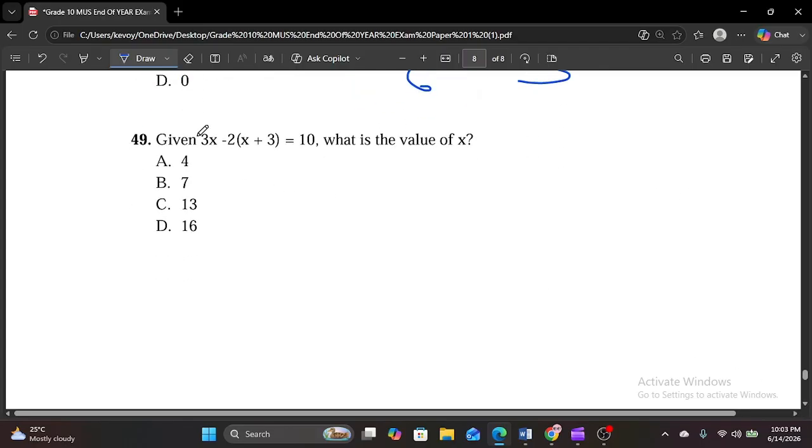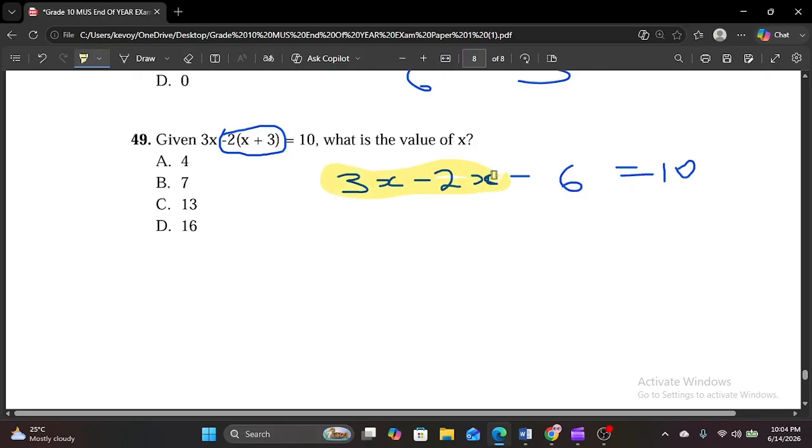And remember, you work what is in the bracket first. So you distribute first. So after distributing, you should have 3x minus 2x, that's going to be 2x, and negative 2 times 3, that's going to be equal to negative 6. And that's equal to 10. So you work your like terms first.